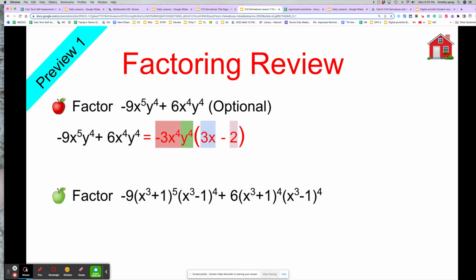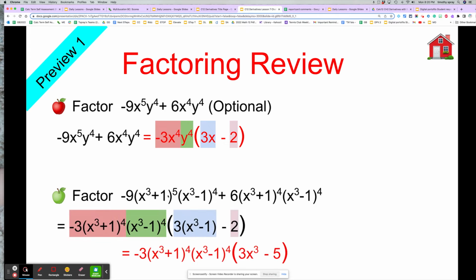So when we're factoring that, notice that we can take a negative 3 out of both of those terms, which will leave behind a 3 and a 2. We can take out an x to the power of 4 out of each of those terms, leaving an x to the power of 1, and then no x's there. And of course, we can take y to the 4 out of each of those, leaving behind 3x minus 2. So that's sort of a warm up.